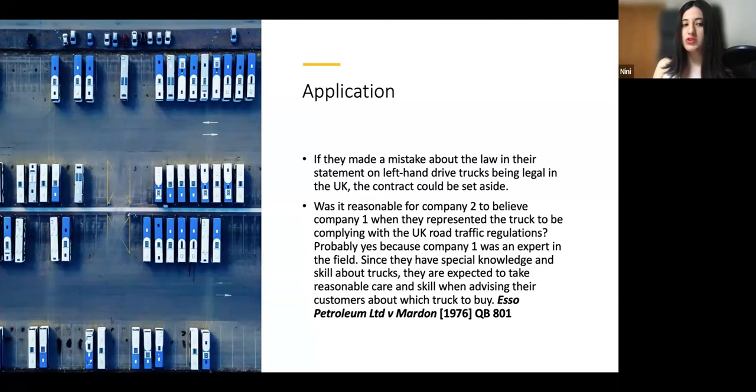So if it was not written in the contract, setting aside a contract could be impossible, but we could still bring a claim for misrepresentation. Was it reasonable for company 2 to believe company 1 when they represented the truck to be complying with the UK road traffic regulations? That's the second question to answer. Most likely, yes, because they were experts, they were selling trucks.